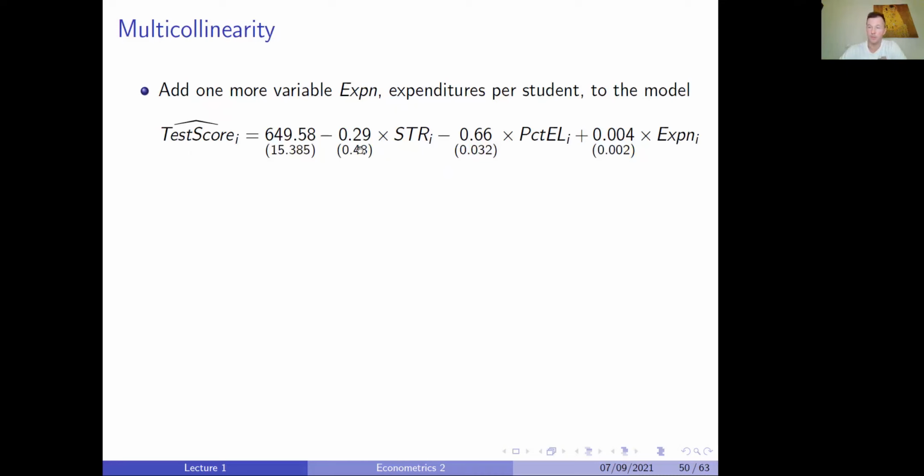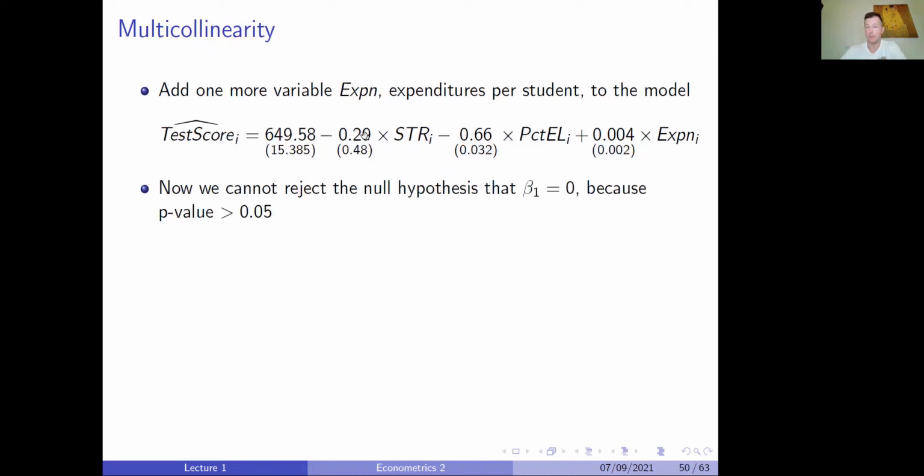Now in the model, we have almost close to 0 coefficient on student-teacher ratio. Nothing has changed with the percentage of English learners. There was minus 0.65, now it's minus 0.66. Nothing. One additional thing which is interesting, this coefficient is not significant anymore. Look, we cannot reject the null hypothesis that beta 1 is 0 because p-value is greater than 0.05, and we see that t-value now is even less than 1/2. And we want it to be greater than 2.